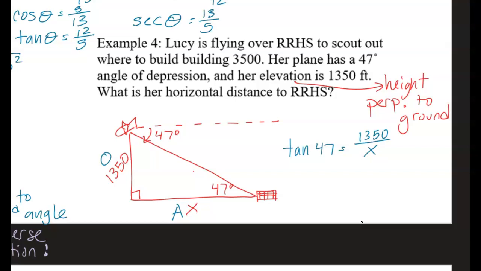What do I do to solve this? How do I get x by itself? If you're struggling thinking about this, forget the tangent in here. What would you do to solve this?